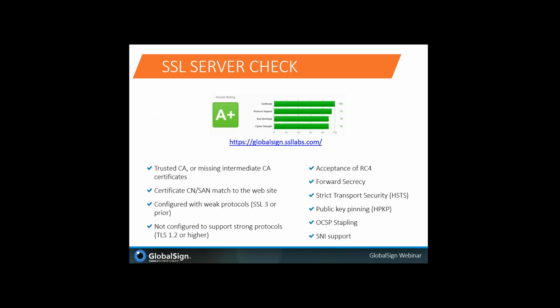So how do you do this? Well, there's a tool, SSL Server Check, that we use. You can see the URL here. It will identify and report on many things about the CA, whether it's trusted or not, the SANs mismatch, TLS 1.2 being configured or not, acceptance of RC4, which would be a bad thing if you're supporting that.